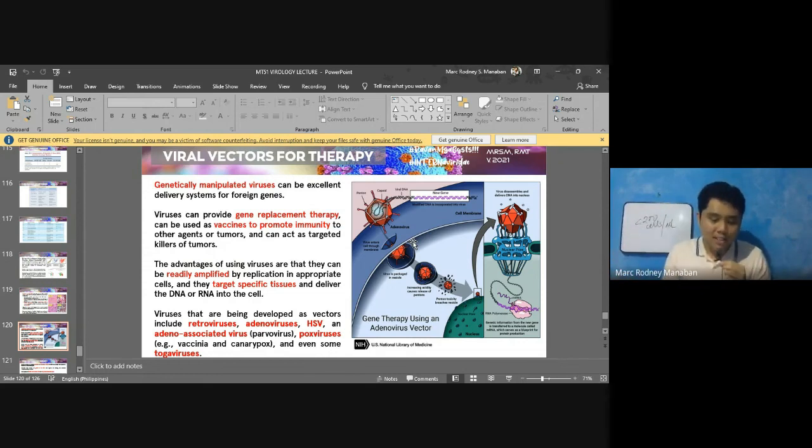All right. Now, the viruses used are retroviruses, adenoviruses, very common is adenovirus, HSV and adeno-associated viruses, which are under parvovirus. Pox viruses, such as vaccinia and canary pox, and some of the togaviruses. So these are the viruses usually used as viral vectors. Here's an example. Adenovirus is usually the most common as a viral vector.